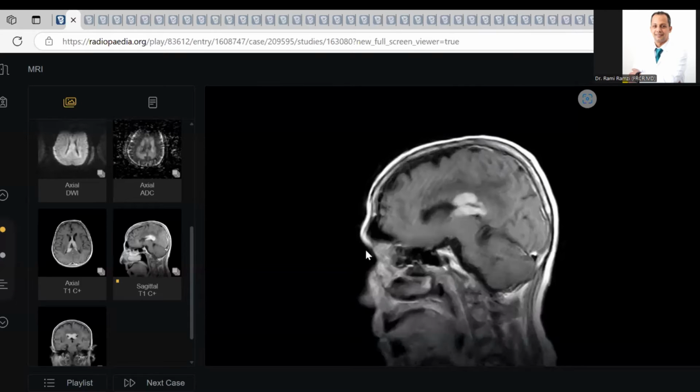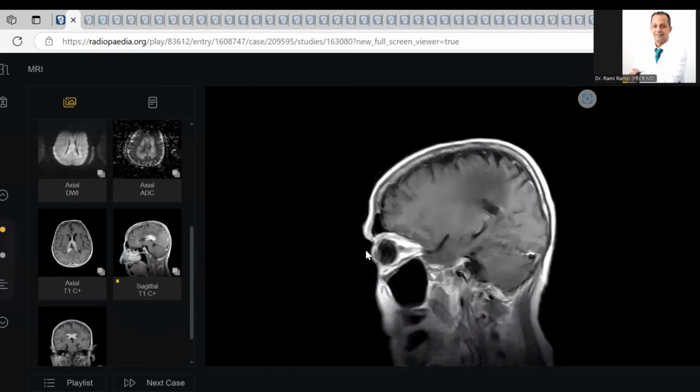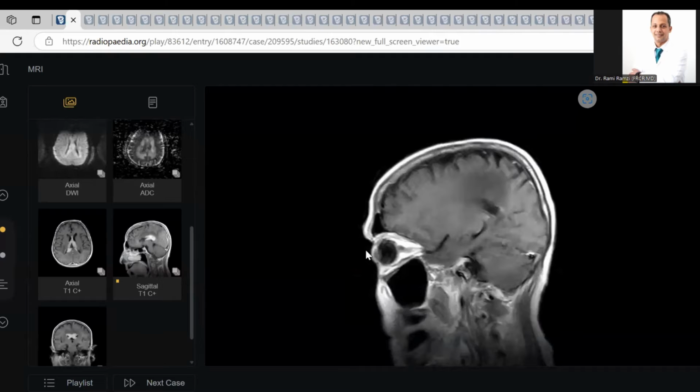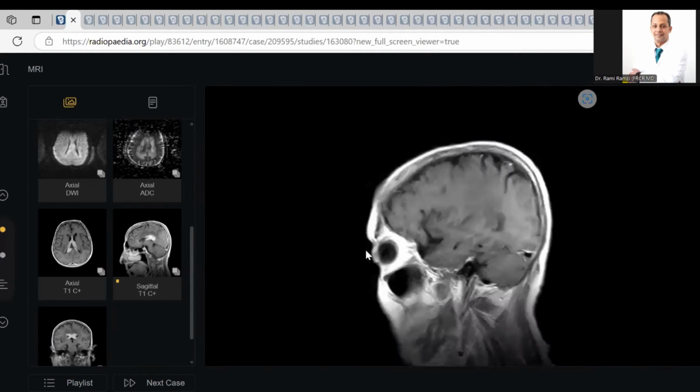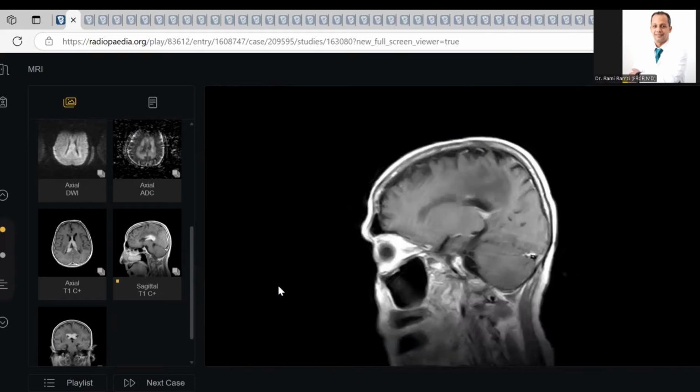Yes, there is thick nodular enhancement in the periventricular region, and it is also crossing the splenium of the corpus callosum. So, considering the imaging appearances, my first differential would be lymphoma. What else? Yes, the next thing I would be thinking of is butterfly glioma.